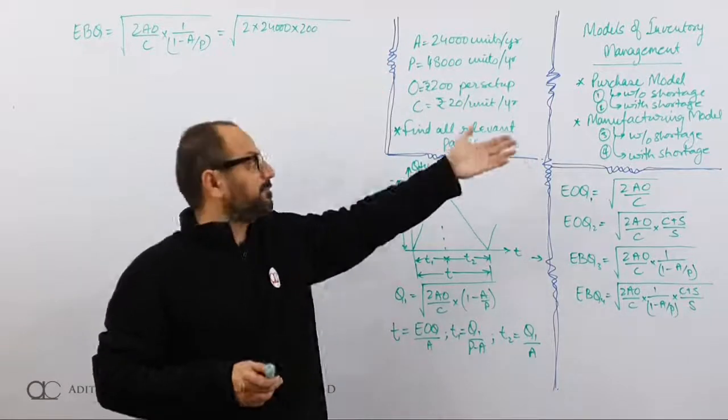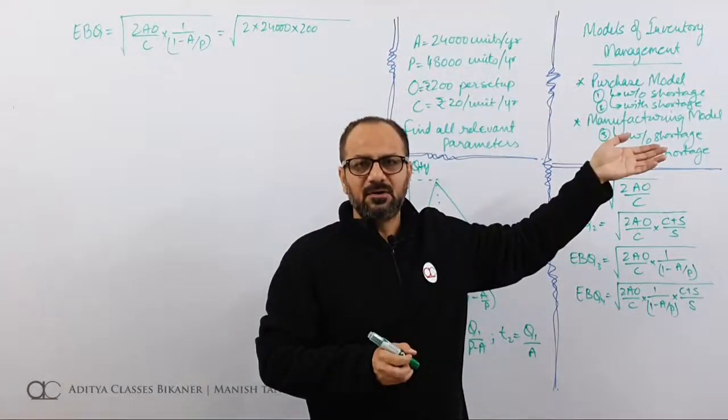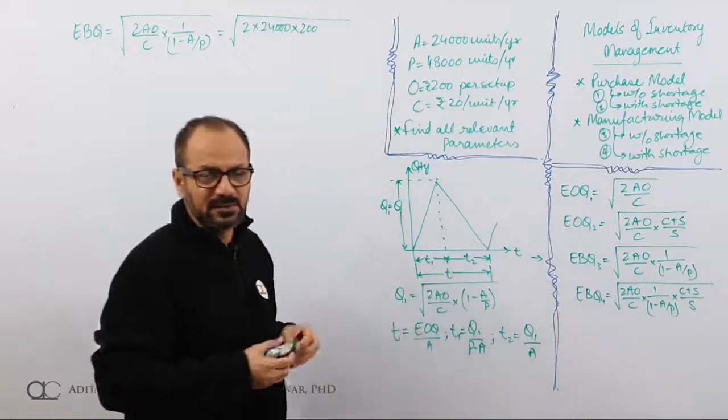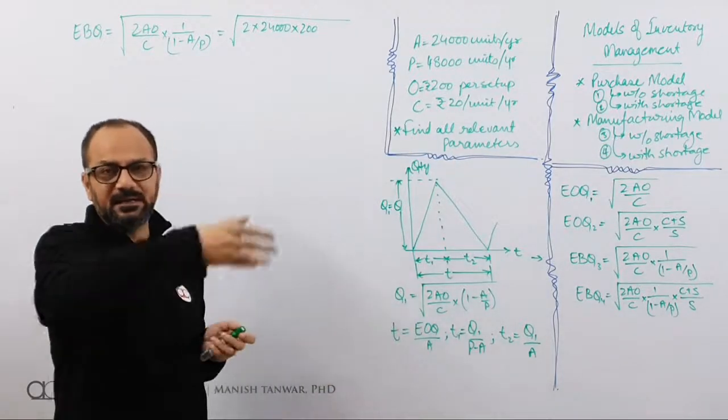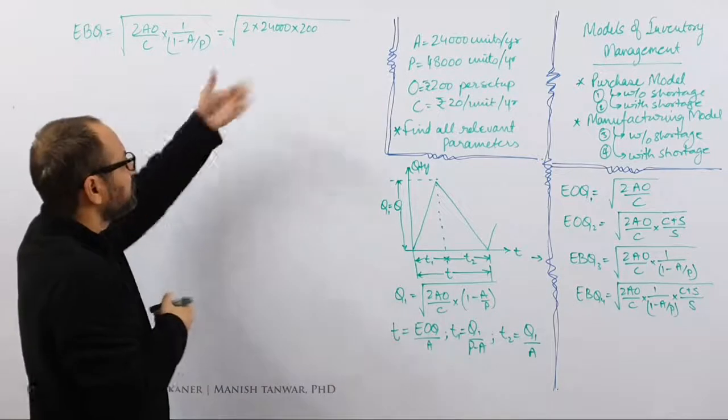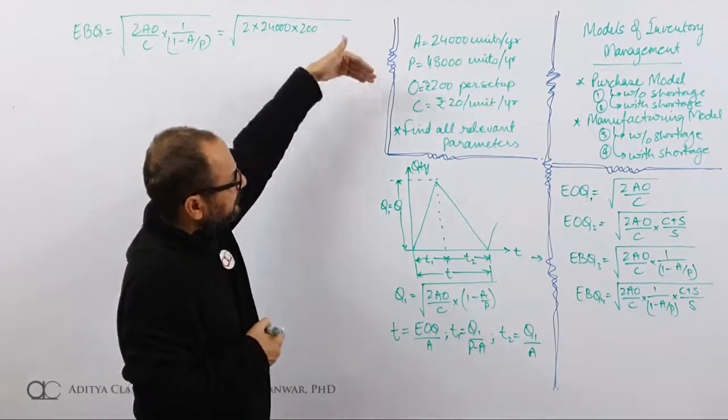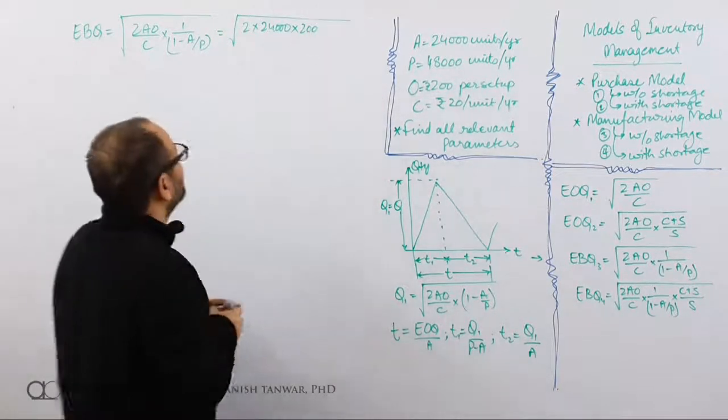And in case of purchase models, this is known as ordering cost because we place an order outwards. Someone will go there, some taxi will carry it, carrier will carry it. So it is setup cost in this case, ordering cost in purchase model.